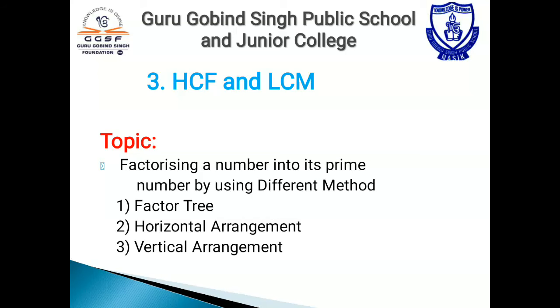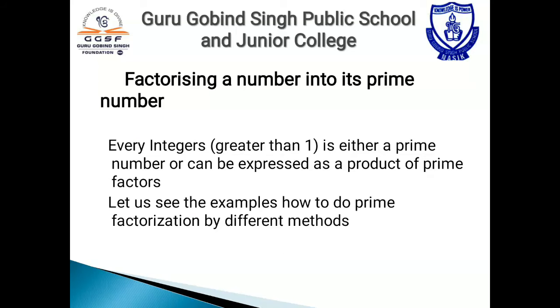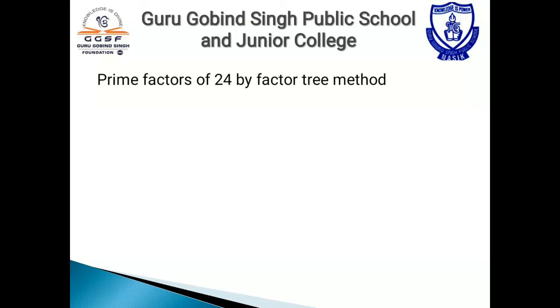Today's topic is factorizing a number into its prime numbers by using different methods. They are the factor tree, horizontal arrangement, and vertical arrangement. These are the three methods. So, factorizing a number into its prime numbers: every integer greater than 1 is either a prime number or can be expressed as a product of prime factors. Let us see examples of how to do prime factorization by different methods.